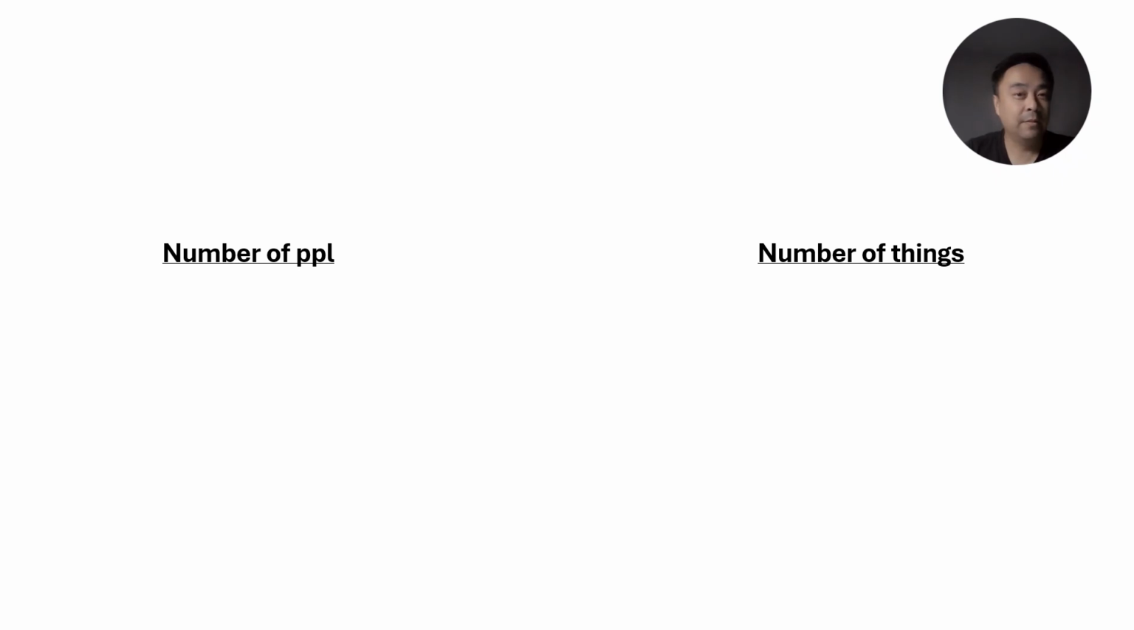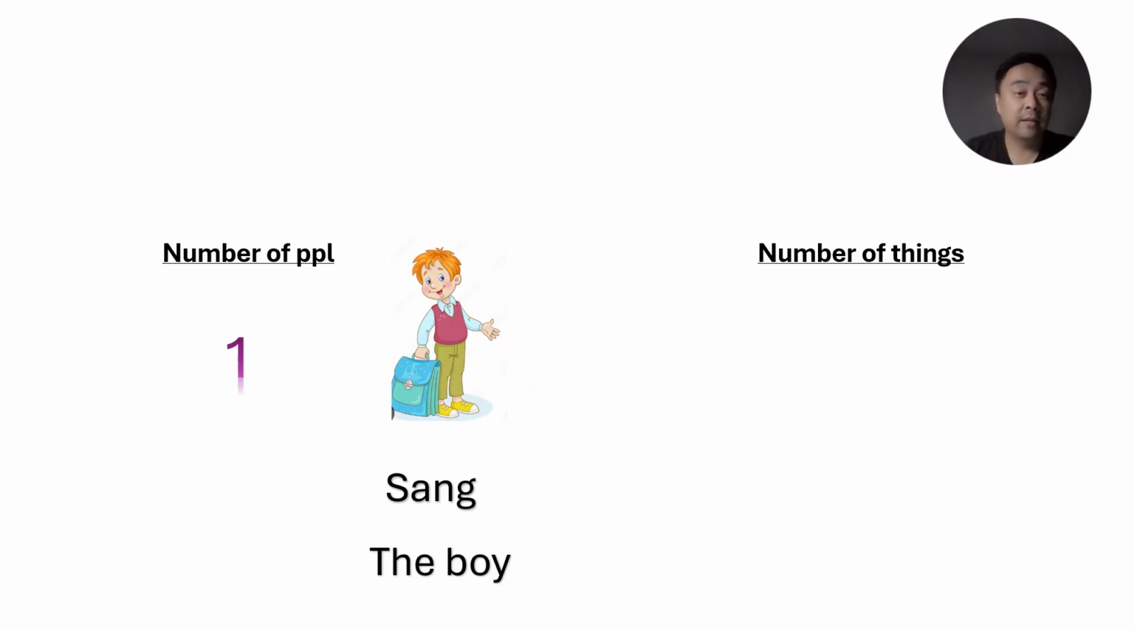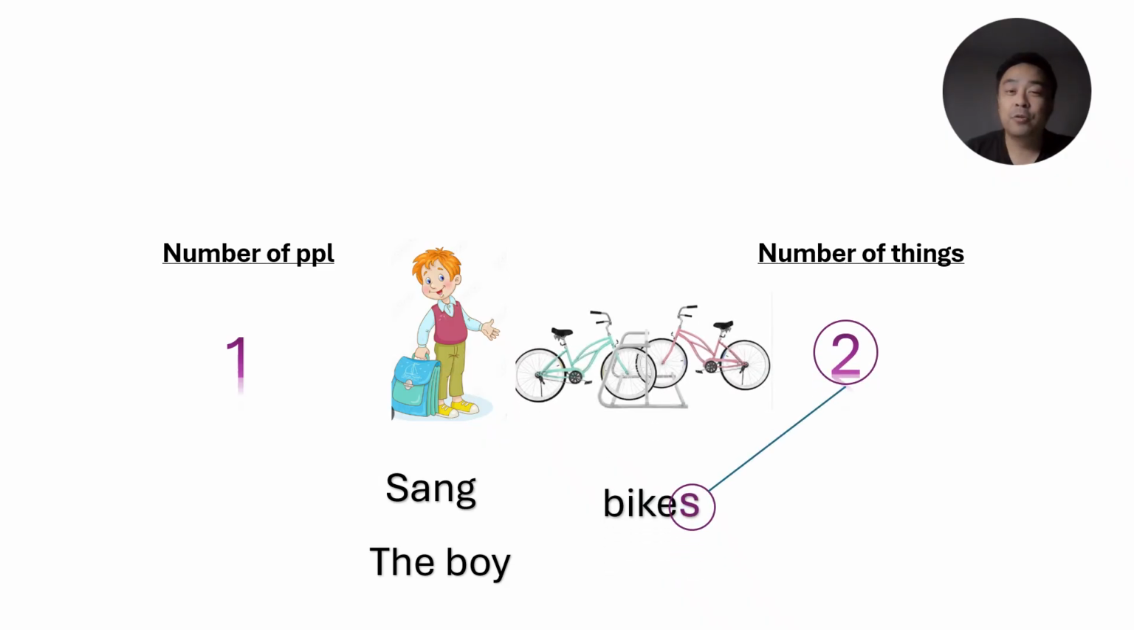Now let's see what happens when we have two. We have Sang and we have two bikes. Notice that with bikes, because there are two, I have to put an S after bike to show there's more than one bike. Now here is how I make the sentence. Sang's bikes. Sang's with an apostrophe S, and bikes with an S. That means plural, two bikes. Or I can say the boy's bikes, S at the end.